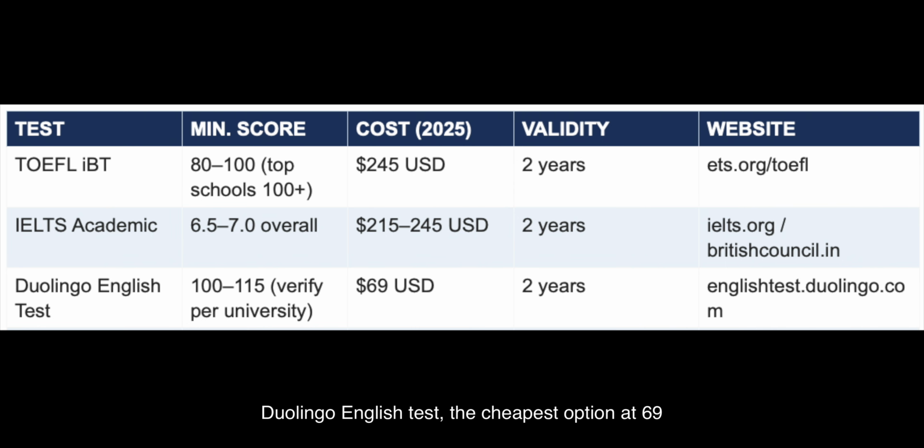Duolingo English Test, the cheapest option at $69 and the most convenient. You take it at home and get results in 48 hours. But, and this is the catch most students miss, it is not accepted everywhere. Some top programs specifically require TOEFL or IELTS. Always verify acceptance on each university's admission requirement page before booking Duolingo. Book first, check later is a costly mistake.